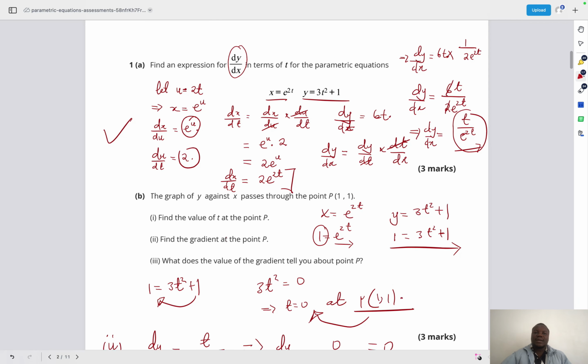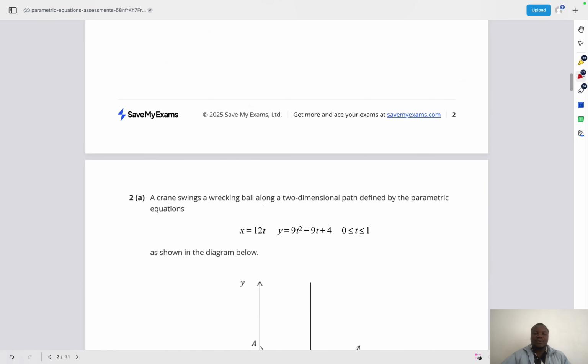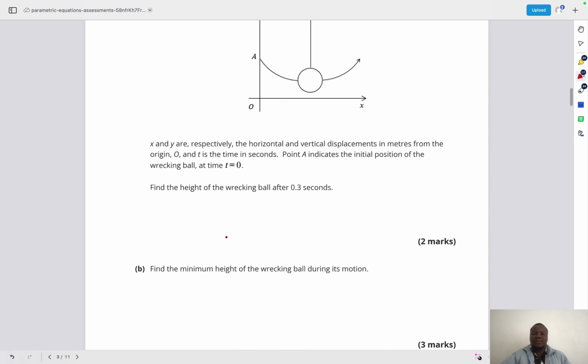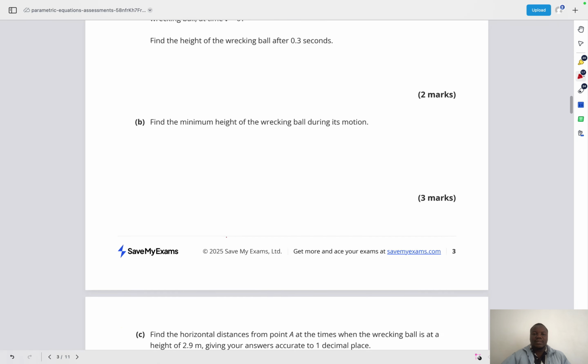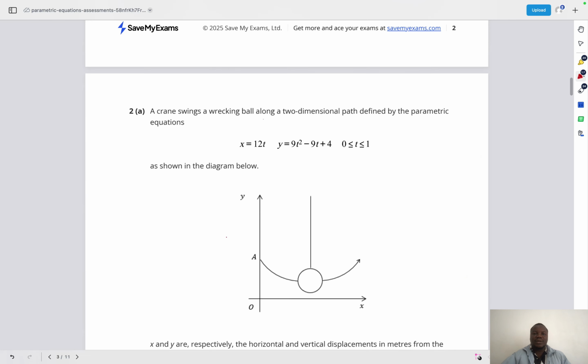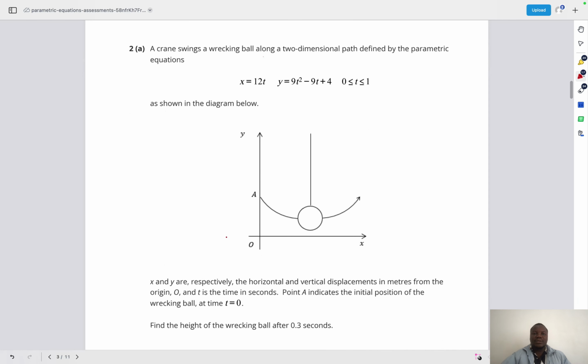So let us now look at another question that we may see that may be interesting. Maybe this one. Yeah, so we can actually try to answer this one here. So this is question number 2. And they are saying a crane swings a wrecking ball along a 2-dimensional path defined by parametric equations x equals 12t, and y equals 9t squared minus 9t plus 4, where t is between 0 and 1 as shown here.